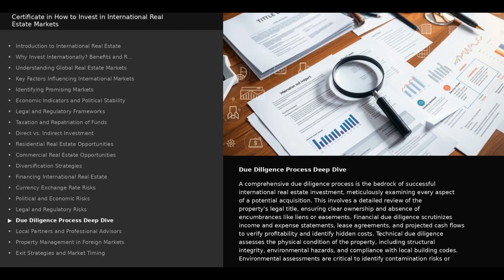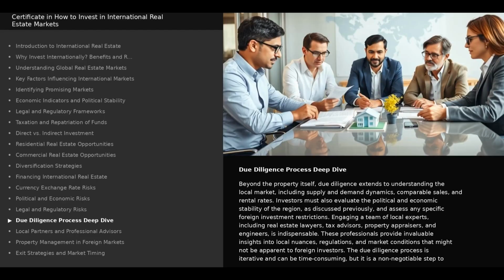Environmental assessments are critical to identify contamination risks or regulatory non-compliance. This multifaceted approach minimizes unforeseen liabilities and risks. Thoroughness at this stage is paramount. Beyond the property itself, due diligence extends to understanding the local market, including supply and demand dynamics, comparable sales, and rental rates.